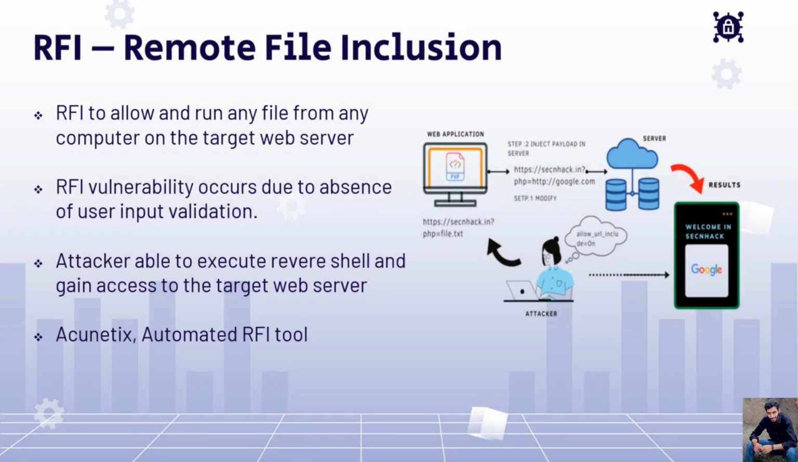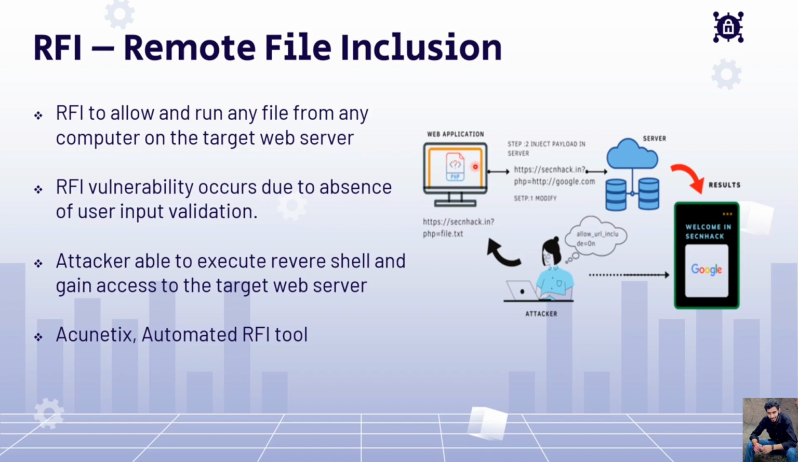Remote file inclusion. Remote file inclusion is a type of vulnerability most often found on PHP running websites. RFI vulnerabilities are easier to exploit, but it's rare. RFI allows an attacker to include and run any file from any computer on the target web server.